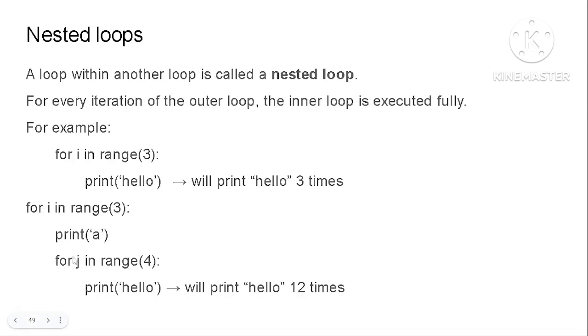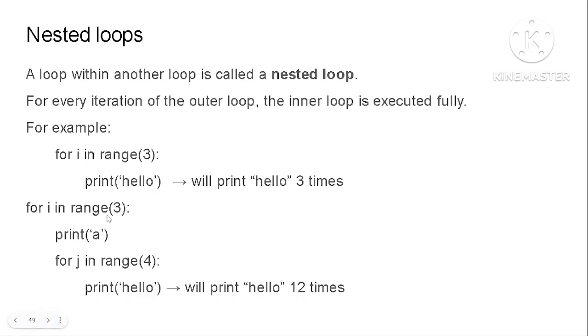What happens here? For J in, because to keep track of the inner loop, there should be another variable used. For the outer loop, I is used. For the inner loop, J is used. This variable is called the control variable. In a loop, the variable which is used to keep track of the count is called the control variable. So for J in range of 4, print hello. So the inner loop will be executed 4 times, right? Outer loop will be executed 3 times.